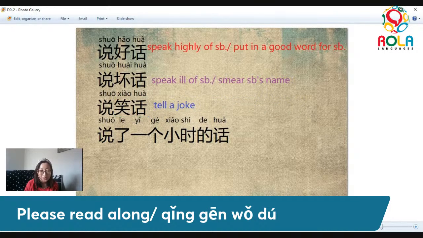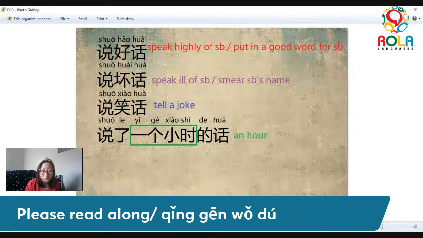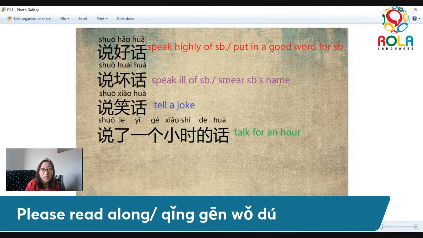So 说笑话, of course, means to tell a joke. All right. And last but not least, 第四个, we have 说了1个小时的话. So 1个小时, if you still remember when we were learning about time, means an hour, right? So if we say someone 说了1个小时的话, it means this someone delivers a speech that is the length of an hour. So 说了1个小时的话 means talk for an hour, speak for an hour.